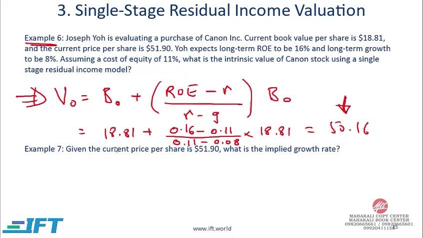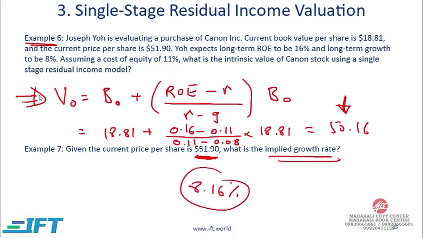If the current price per share is 51.9, then what is the implied growth rate? You've seen this over and over, starting with the reading on dividend discount valuation. All you do is, in the same formula, plug in 51.9 instead of the value, and plug in all other numbers. G is unknown, and you can come up with the implied value of G. If you do this, you should come up with 8.16%. So it is just simple algebra using the same equation.